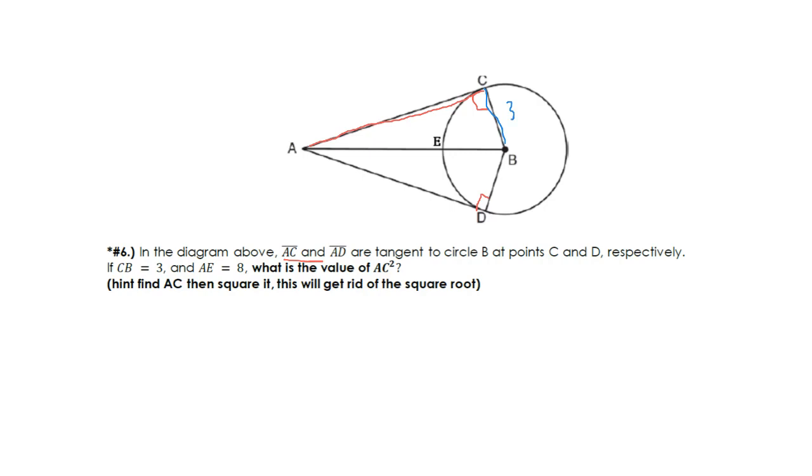And they tell us AE is 8. So from here to here is 8. We want to find AC squared. So this is the important part. AC is this side, so that's what we're trying to find. I'll come back to the squared part in a second because that's what confused people.